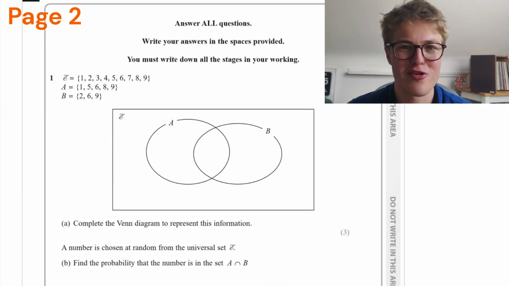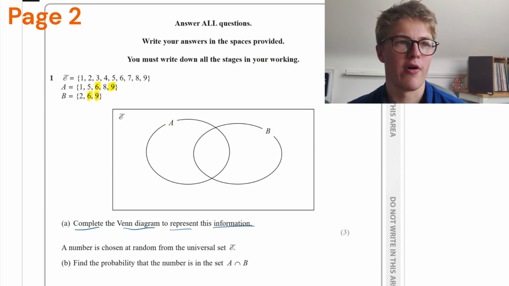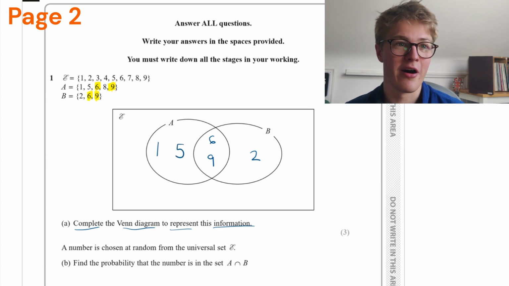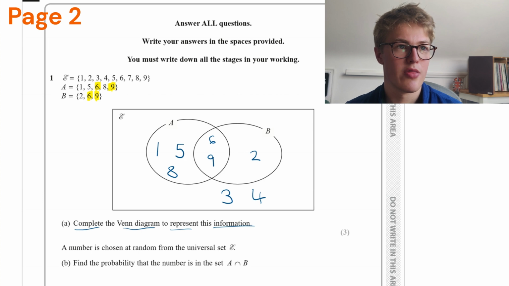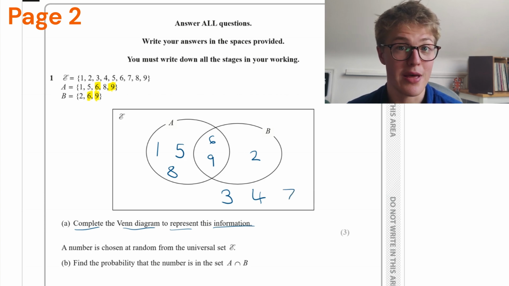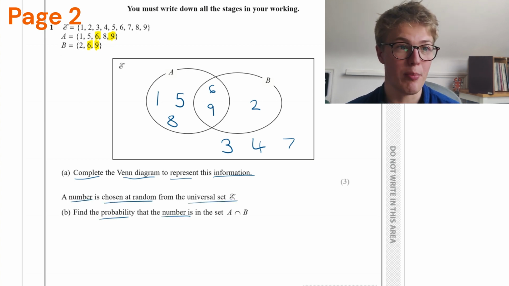Okay, so the first question is a Venn diagram. We have to complete the Venn diagram and represent the information. So we're told that A is 1, 5, 6, 8, 9 and B is 2, 6, 9. We can see that 6 and 9 are in common for both A and B, so they go in the intersection in the middle. Then we can distribute 1, 5 and 8 within A and 2 within B, and then that leaves us with 3, 4 and 7, which sit outside of A or B.